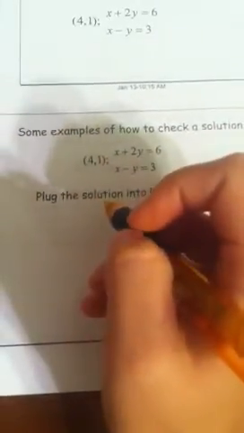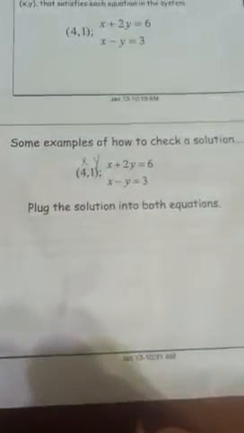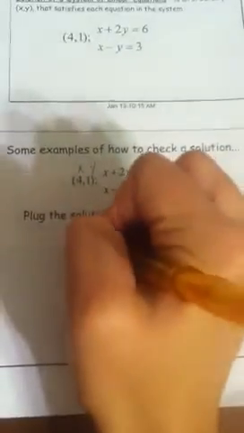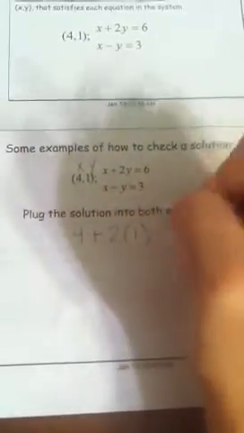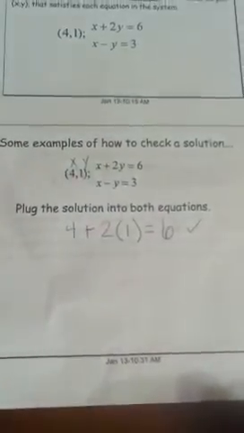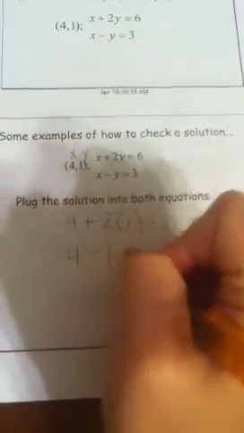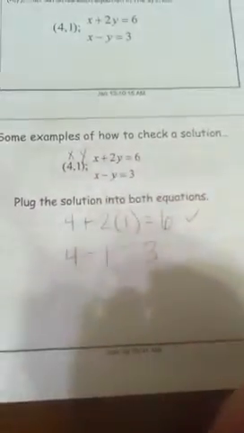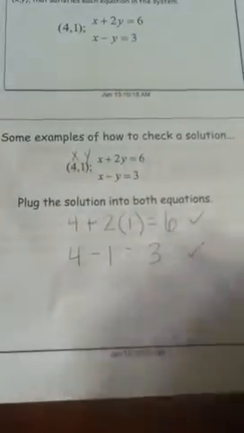We have an x value and a y value. So we plug 4 in for x, 1 in for y. 4 plus 2 is 6, so it satisfies that equation. Then we plug it into the next one. So 4 minus 1, is that equal to 3? It is. So it satisfies both equations. So (4, 1) is a solution.